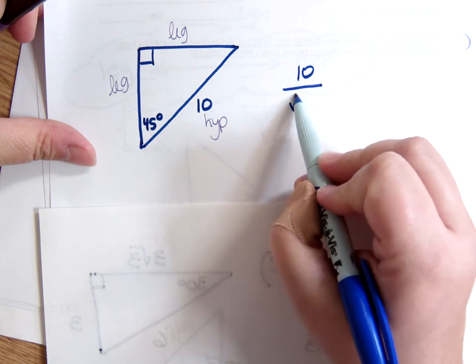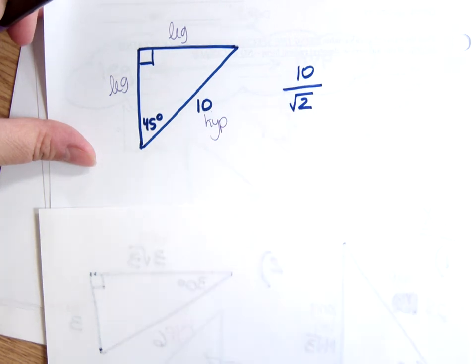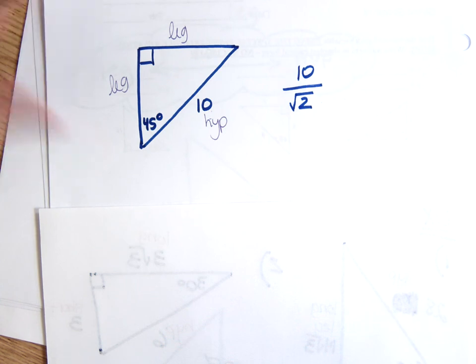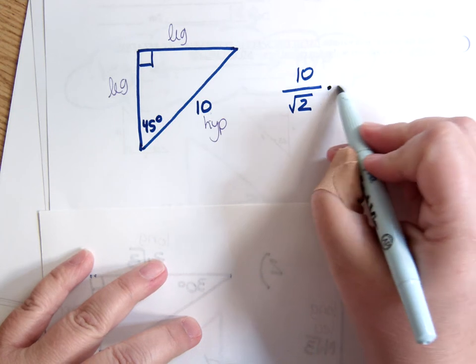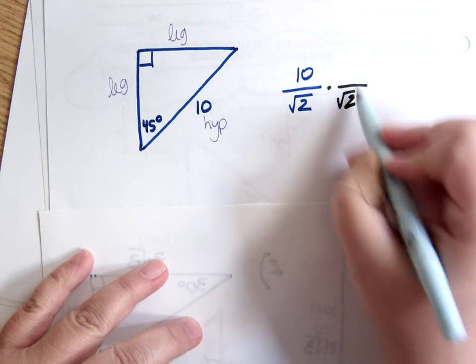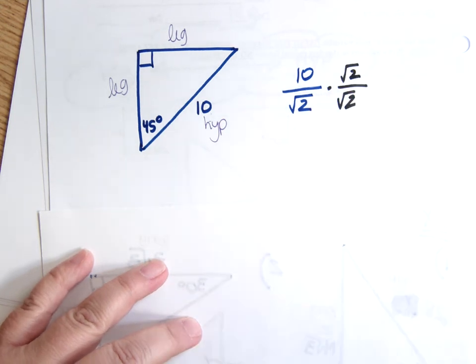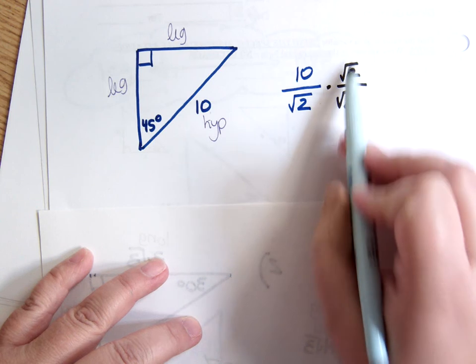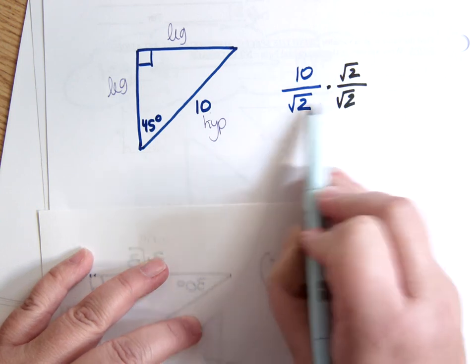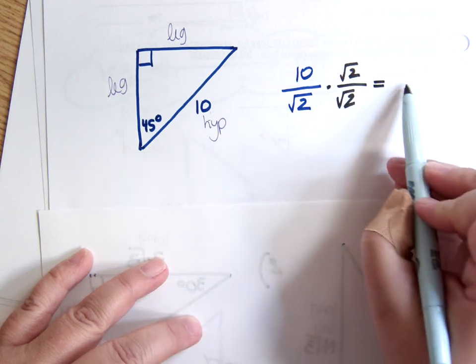Easiest way to write it is just on top: 10 divided by square root of 2. Now you're not allowed to leave a radical in the denominator ever. So we have to rationalize that. To get a radical out of your denominator, you're going to multiply by something over itself. In other words, I have to multiply by some form of 1, but the thing I'm multiplying by is going to make that denominator no longer under a radical.